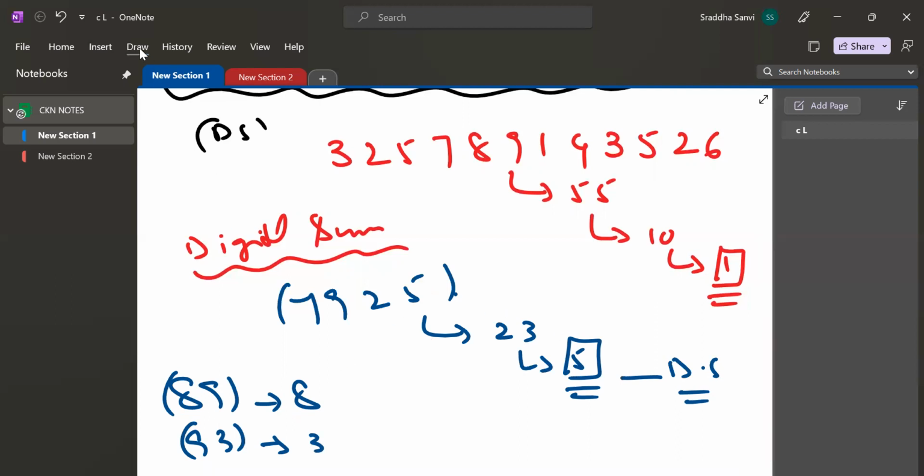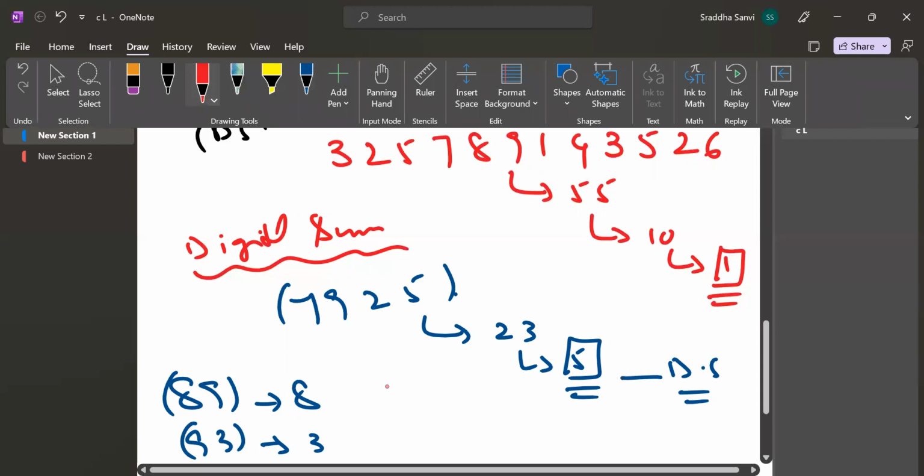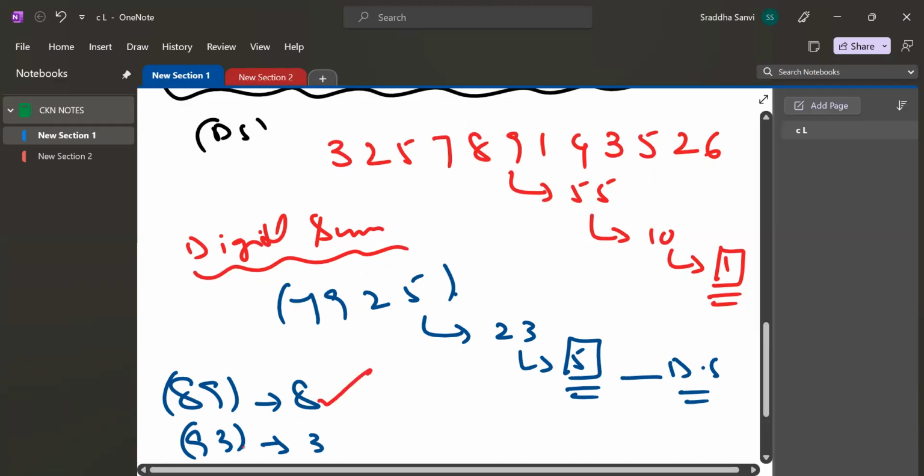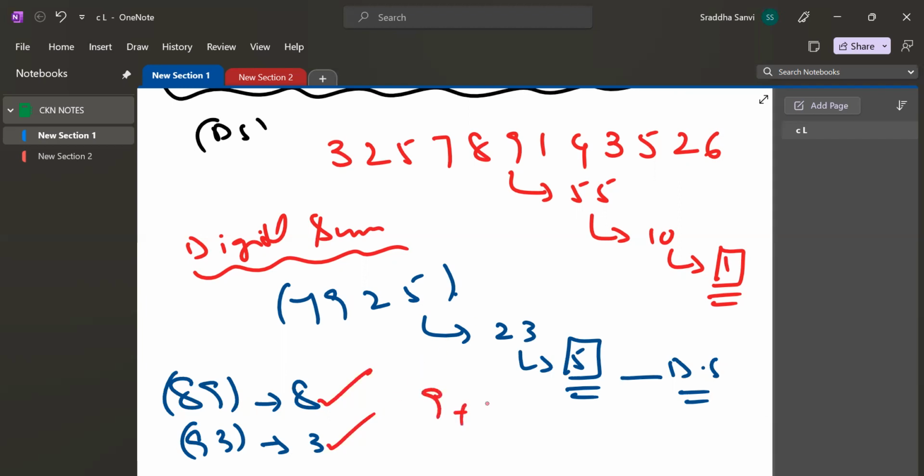When I'm sitting in an aptitude class, I should ensure that I focus heavily on the board. In the case of 89, for 9, I'm adding 8, I got 8. In the case of 93, for 9, I'm adding 3, I got 3. My understanding is that for 9, if I add any number, I will get the same number back. All of you agree? For example, if I take a number 92, 9 plus 2 is 11. In 11, 1 plus 1 is 2. I'm getting the same number back.